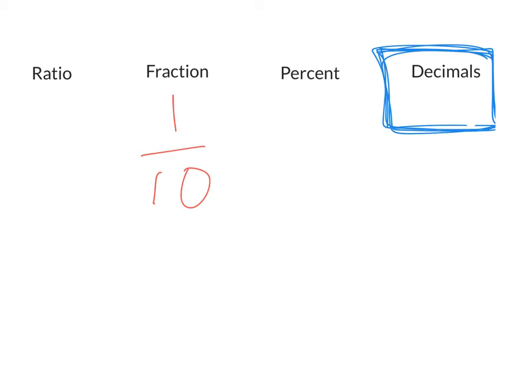The answer would be 0.1. Super easy, right? Now, if we took this and multiplied it and turned it into 100, would it still be the same? Let's actually change the color. How do we make 10 times into 10 times what equals 100? And the answer is 10.